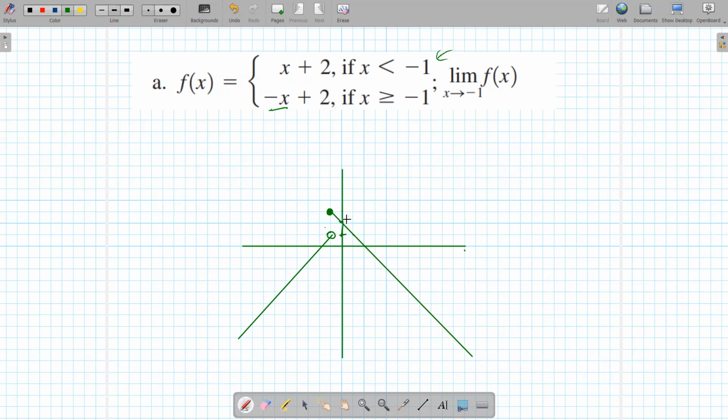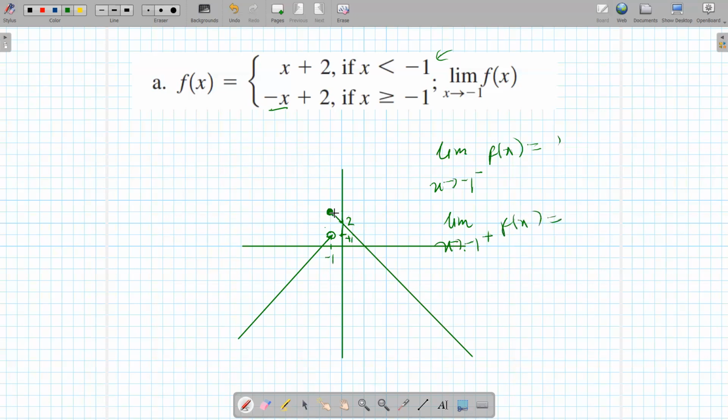So the y value here is 2. The y value here is -1. This is -1. So tell me, they want the limit when x is going to -1. What's the limit when x goes to -1 from the left? So we're looking here, yeah? When x approaches -1, what's the y value? 1. What about the other side? When x approaches -1 from the right, what's the y value?